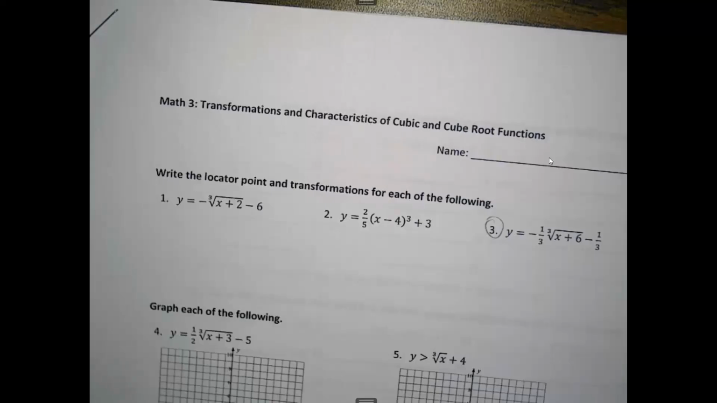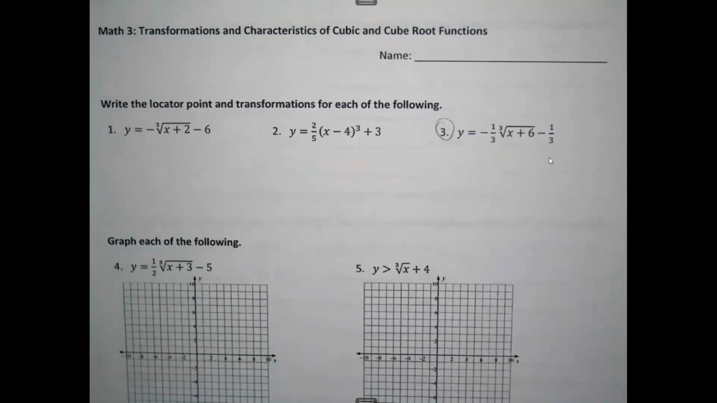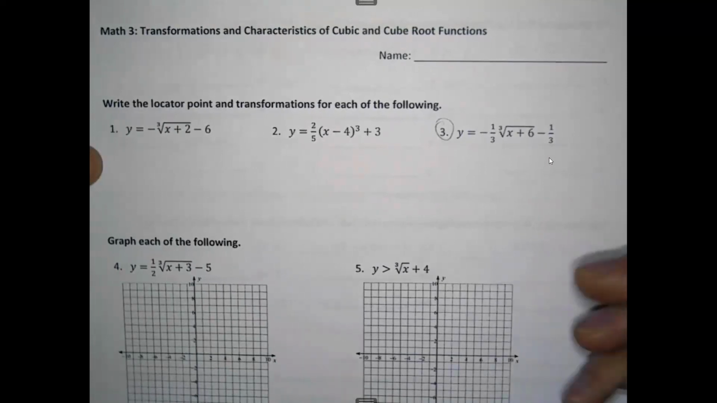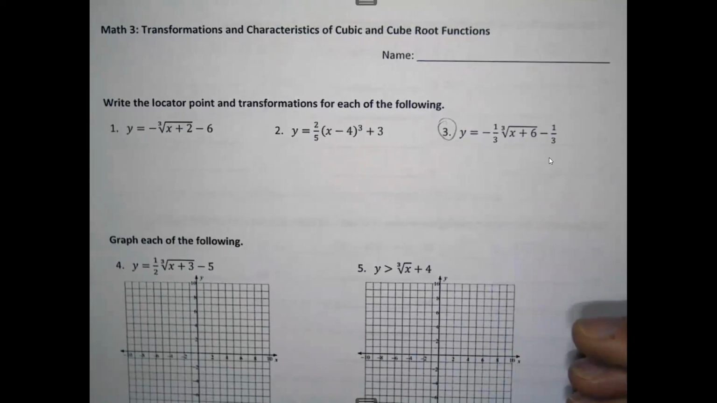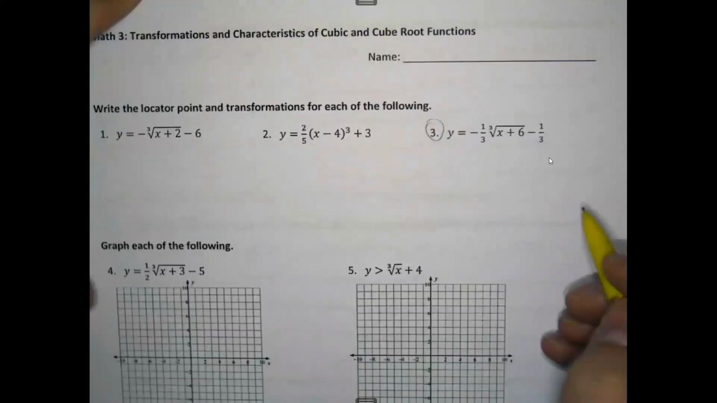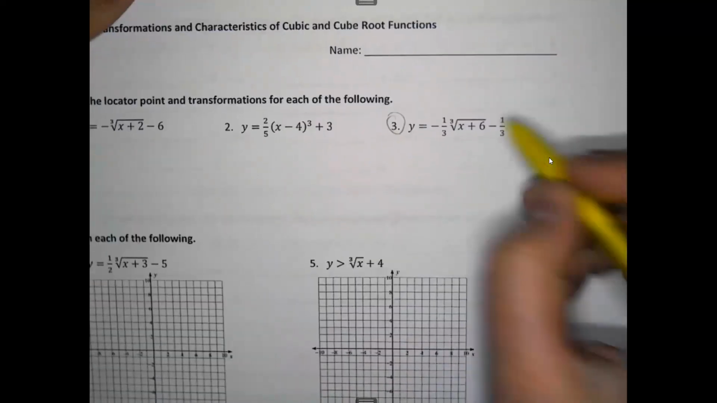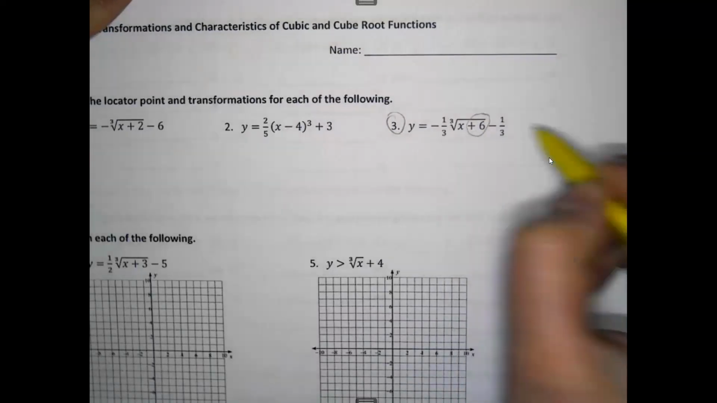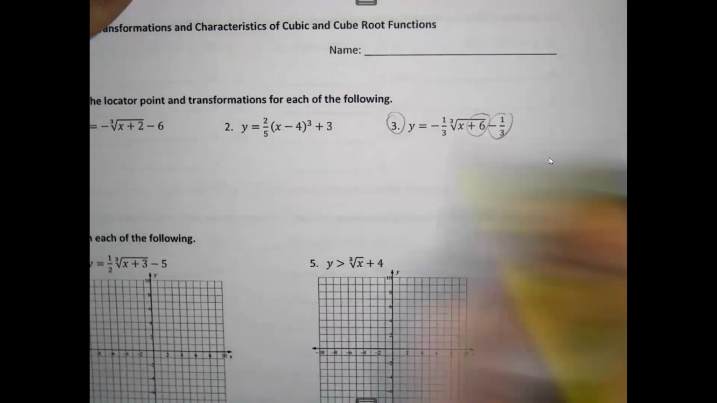All right, I'm going to walk through at least one of each of the types of problems, like one from every section, just to make sure that there's not any section that has instructions that we find intimidating. So, the first section says to write the locator point and the transformations. So, this one, the locator point would be -6, -1/3.